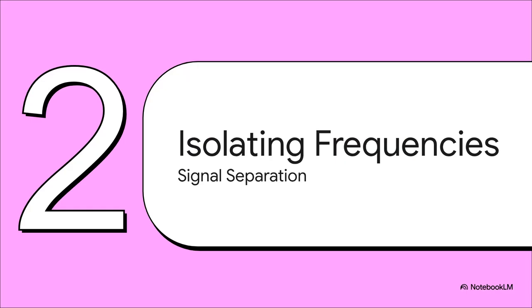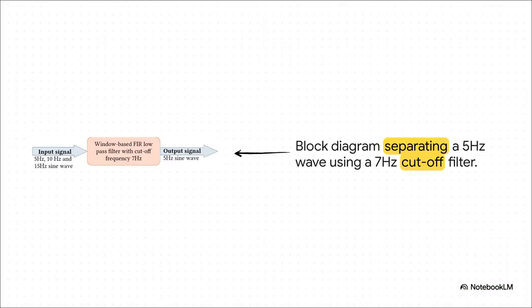Moving into Part 2, isolating frequencies, specifically looking at signal separation. Imagine we're dealing with a really messy input signal. Mathematically, it's an addition of 3 distinct sine waves oscillating at 5, 10, and 15 Hz all jumbled together. But our goal is to extract only the 5 Hz signal. To pull this off, we feed that mixed signal right into a window-based FIR low-pass filter. And we set the cutoff frequency precisely at 7 Hz. Why 7? Well, because 7 sits right between 5 and 10. The filter basically lets the 5 Hz wave pass safely through to the output while completely destroying those 10 and 15 Hz components.